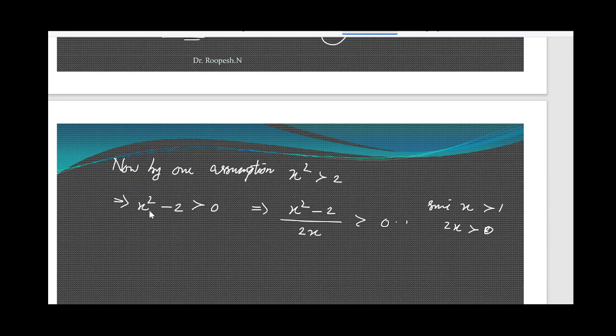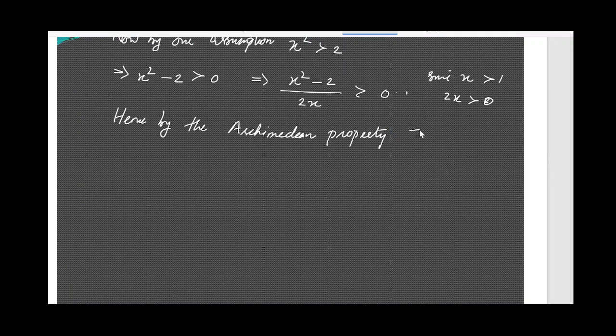Hence, by the Archimedean property, we can have, there exists an m belongs to N such that 1 by m is less than (x square minus 2) by 2x.